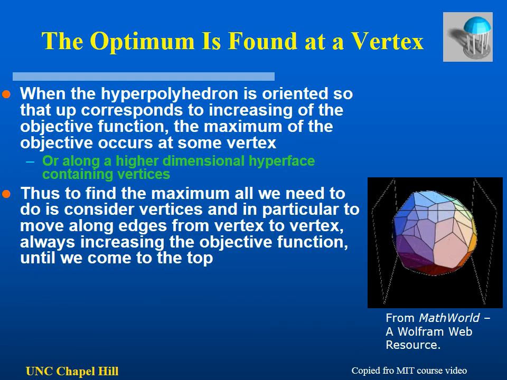Now, let's consider this hyperpolyhedron rotated in such a way that up corresponds to the direction of increase of the objective function. That is to say, the higher the point is, the greater the objective function is.